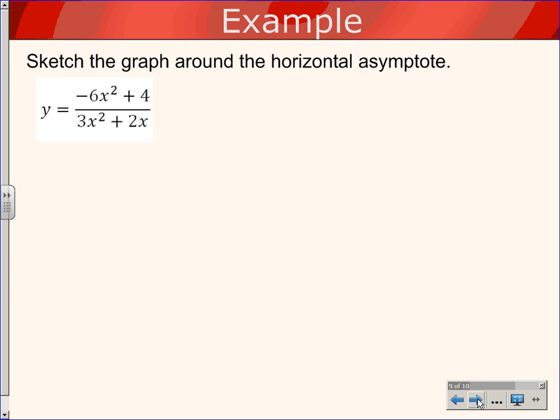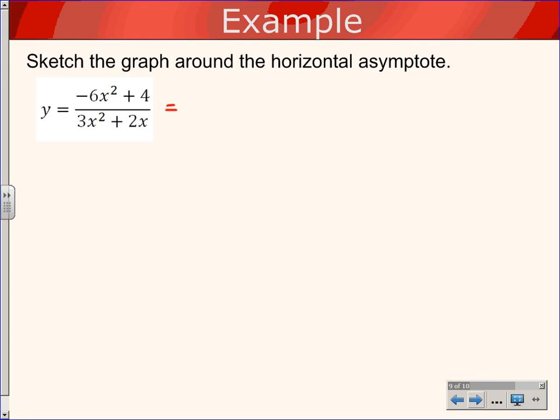What we said in the last one was notice the degrees are the same, right? X squared on the top, x squared on the bottom. If the degrees are different, then we know what happens. If the degree on the top is bigger, there's no asymptote. If the degree on the bottom is bigger, then we know there's a horizontal asymptote at y equals 0. Here we don't know. So this is how we're going to show it.